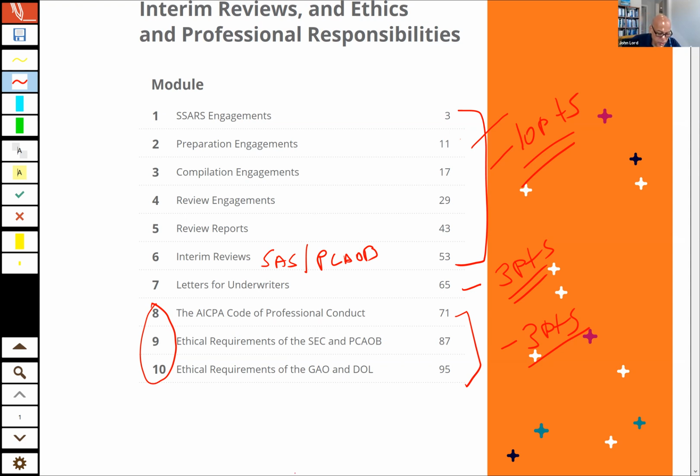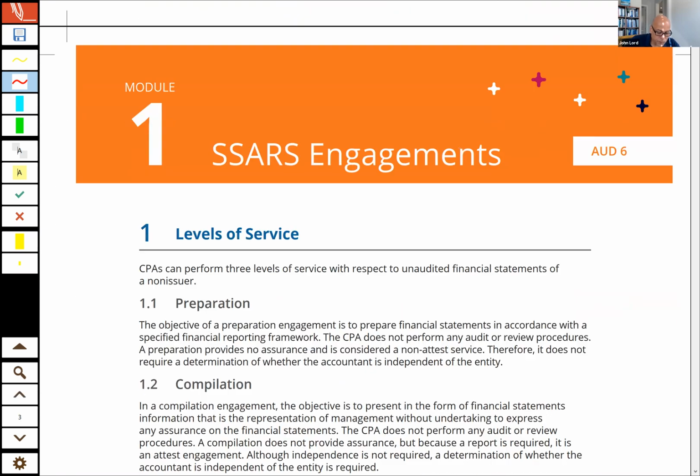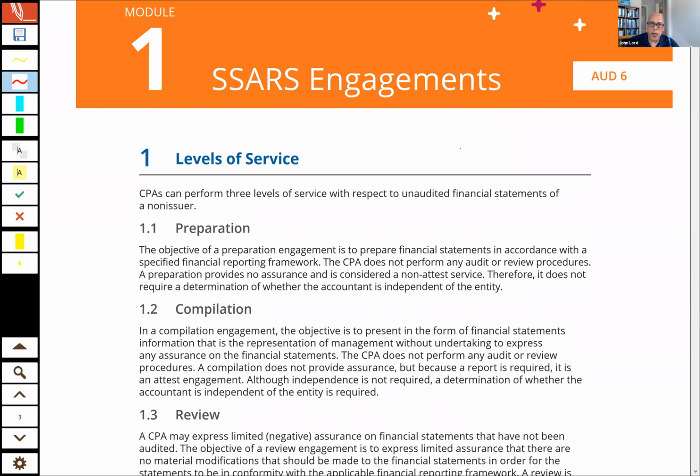Okay, good. So let's start to talk about SARS engagements, statements on standards for accounting and review services. We've been talking about the historical financial statements, and the auditor looks at those statements, and the highest level of service we provide is an audit. We've been talking about how to audit the historical financial statements. When we got into a little bit of chapter 5, we said, what happens if we do an engagement that looks at something beyond the historical financial statements, for example, forward-looking prospective statements?